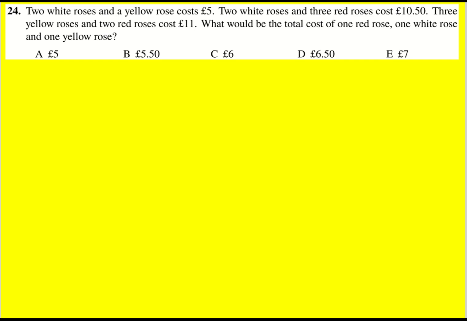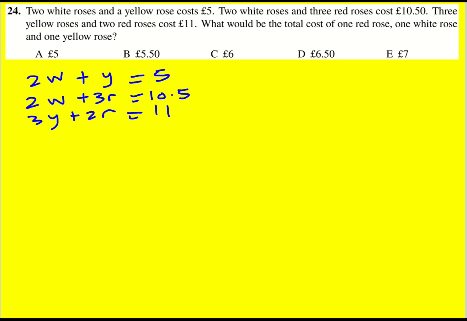Let's say that the cost of a white rose is W, then we'd have 2W, and then the cost of a yellow rose is Y, 2W plus Y is 5. We can write this as an equation. We can do the same for the next few. So 2W plus 3R is 10.5, and then 3Y plus 2R is 11. We actually have a system of three simultaneous equations, three unknowns.